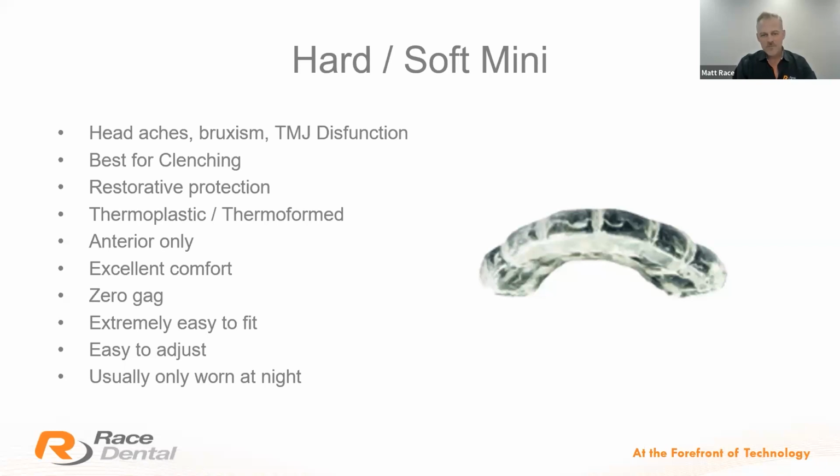Zero gag. So if the patient does have any gag reflex at all, and some people have chronic gag reflex, being an anterior splint, you might wish to promote the hard soft mini or the anterior mini splint to decrease any of the patient's gag reflex. They're easy to adjust because they are soft, and they're usually only worn at night, but they can be worn any time of the day. So again, a fantastic splint and the best splint for clenching.